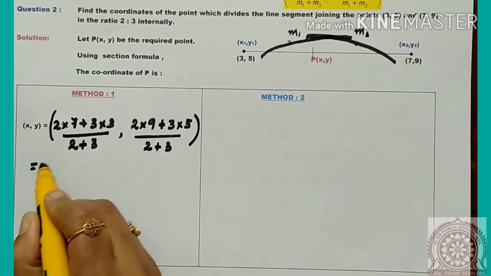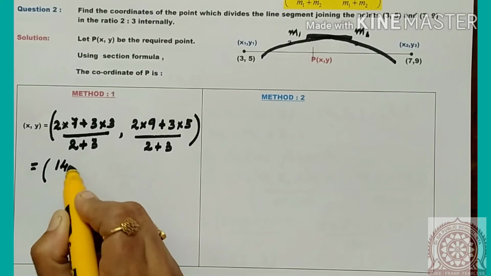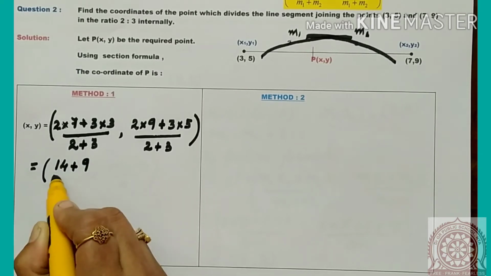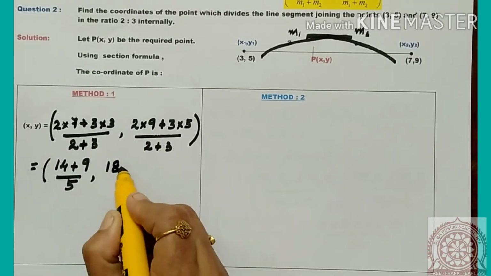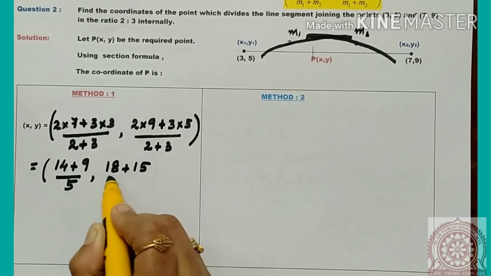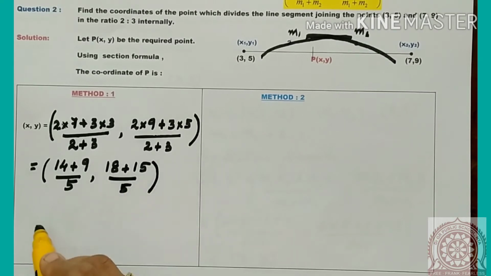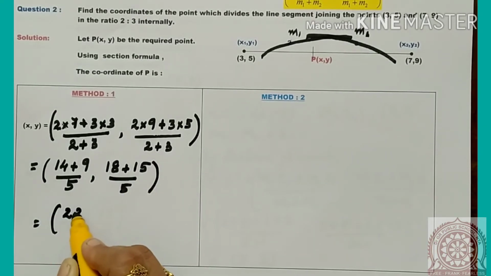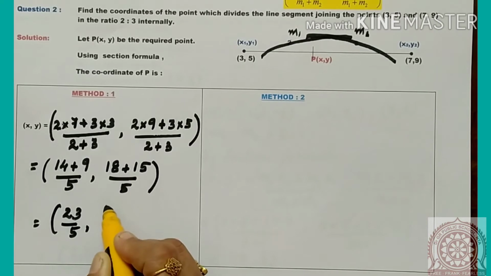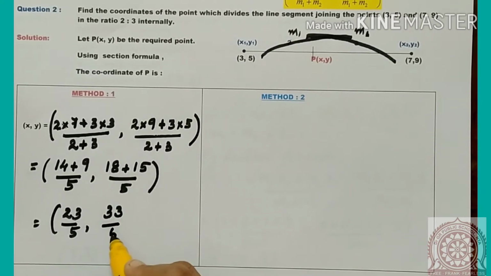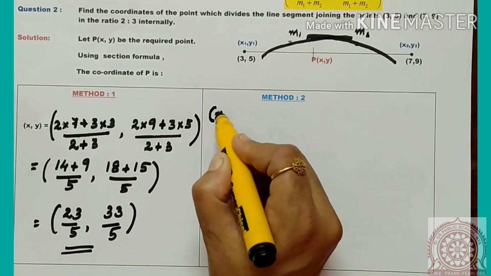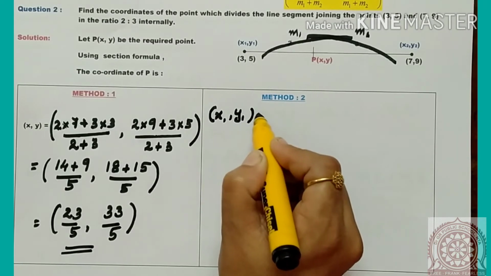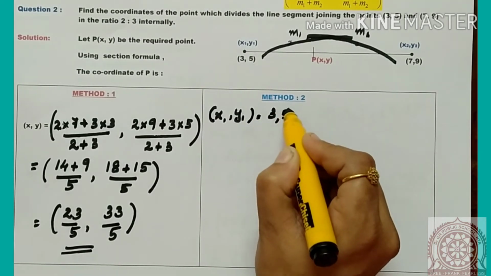Now, this is equal to (7 twos are 14 plus 3 threes are 9) divided by 5, comma, (9 twos are 18 plus 5 threes are 15) by 5. So your answer is 23 by 5 and 33 by 5. Okay, this is method 1, the direct method, just looking at the figure and doing it. Method 2 is that you need to collect the values of x1, y1, which is given to us as 3, 5.